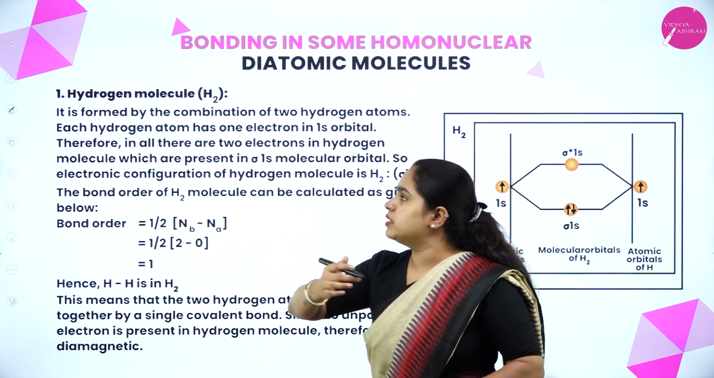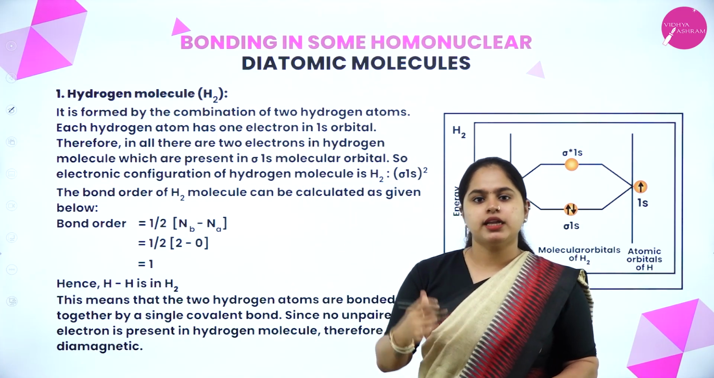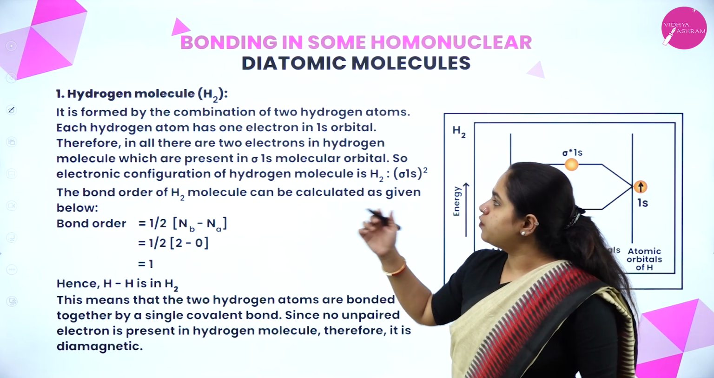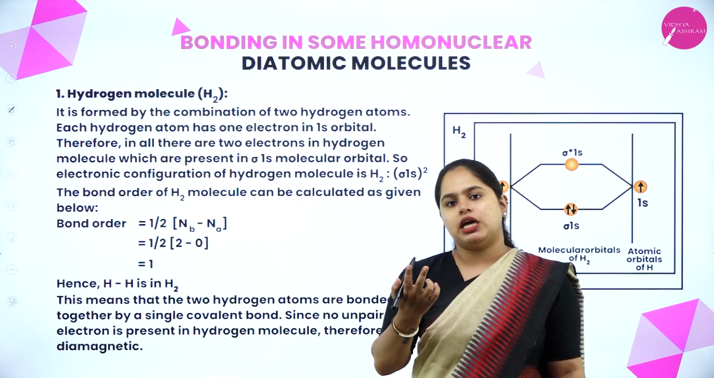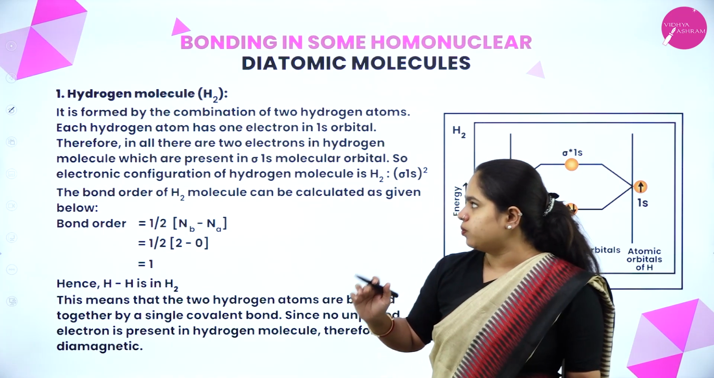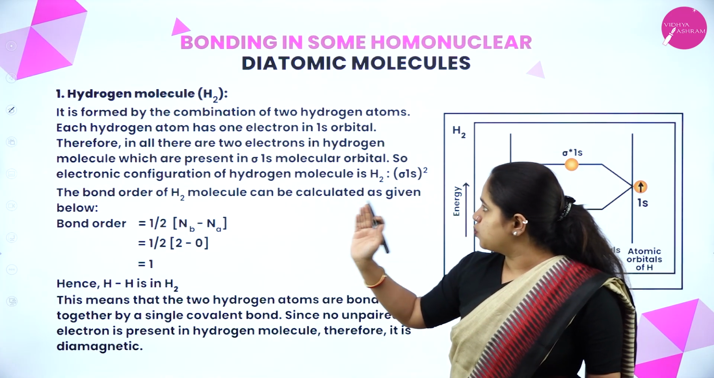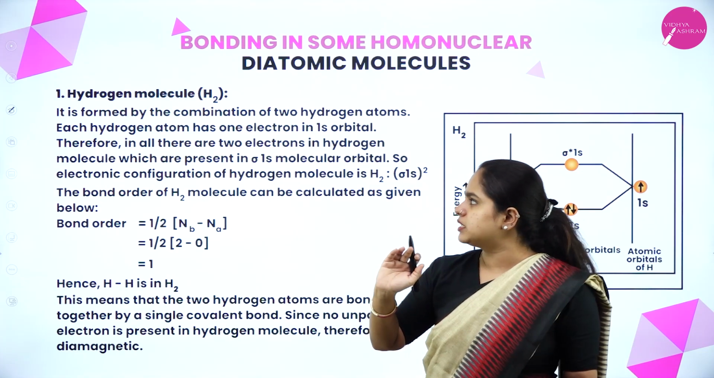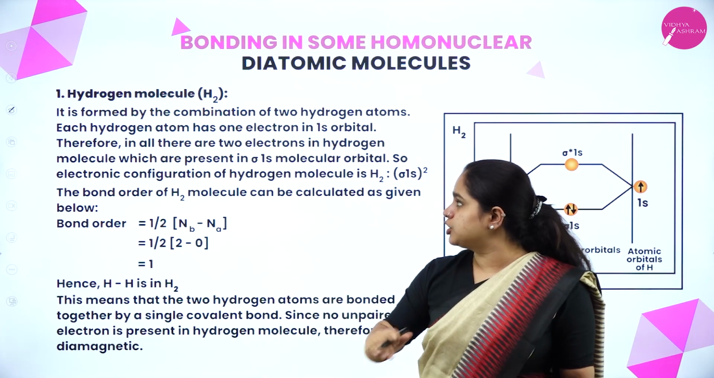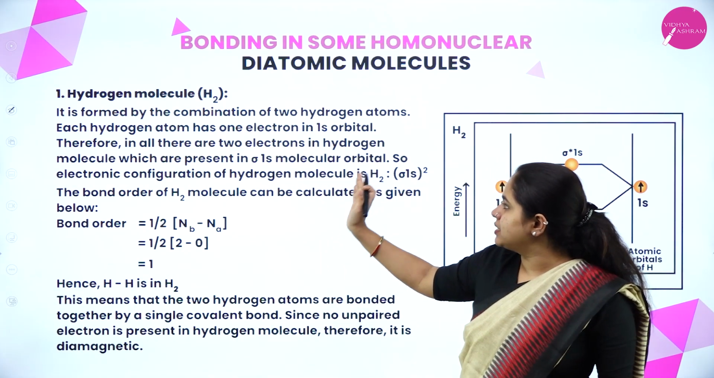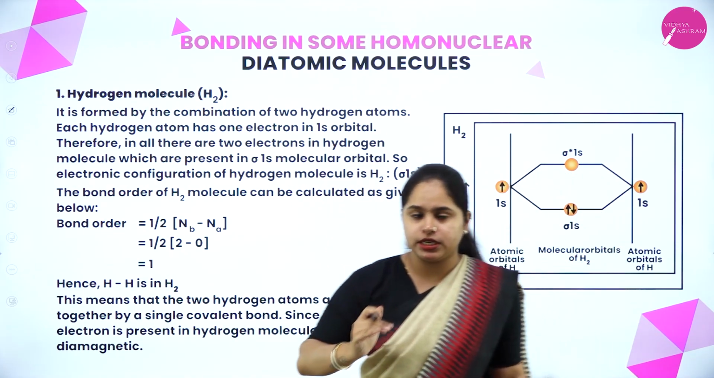So the first one is the hydrogen molecule, that is H2. It is formed by the combination of 2 hydrogen atoms. When 2 hydrogen atoms combine, they form a hydrogen molecule, and each hydrogen atom has 1 electron in its 1s orbital. Therefore, in all there are 2 electrons in the hydrogen molecule, which are represented in the sigma 1s molecular orbital.